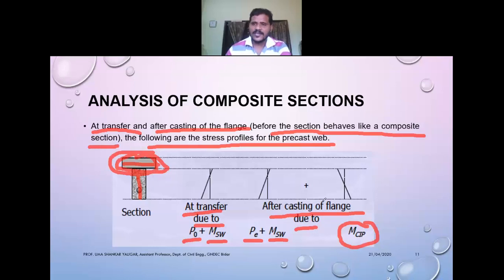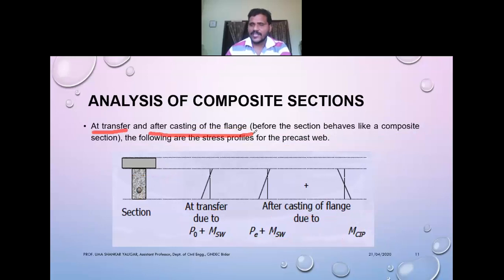Please keep it in mind: at transfer, after the casting of the flange but before the section behaves like a composite section, you are getting only the weight due to the cast in place component, means due to the flange part. But it is not taking any stress. That's why the stress diagram is only at this point. It has not gone to this one. This part is empty because it has not taken any load, because it is only transferring load, as it has not attained its strength.